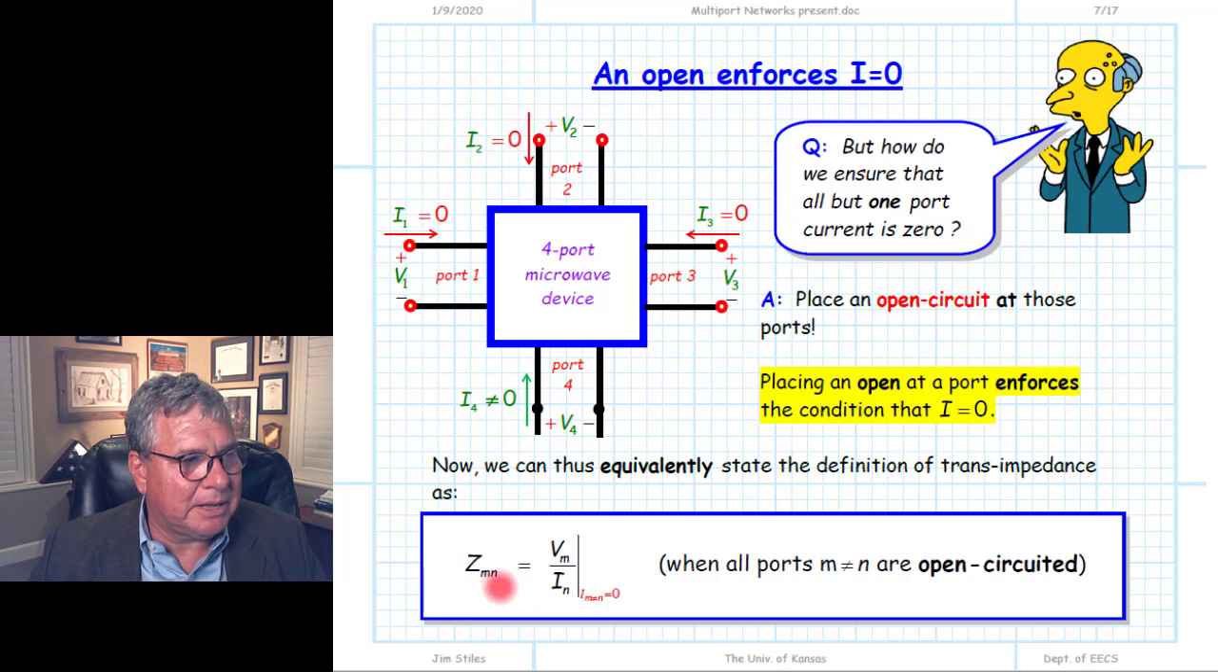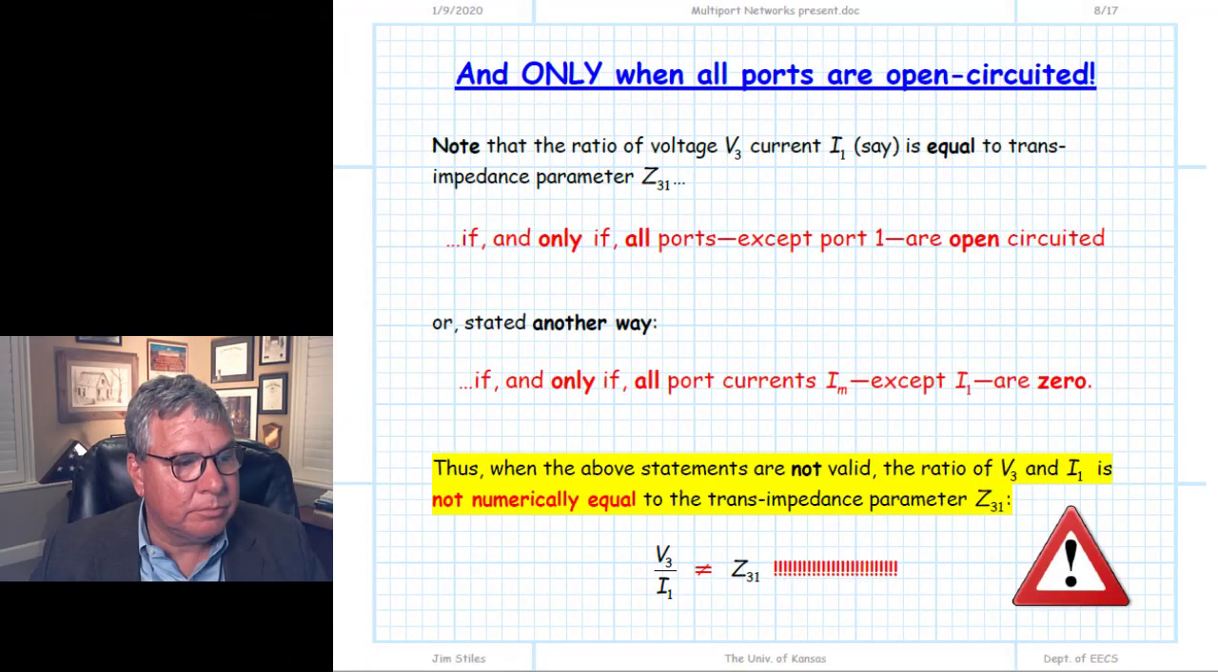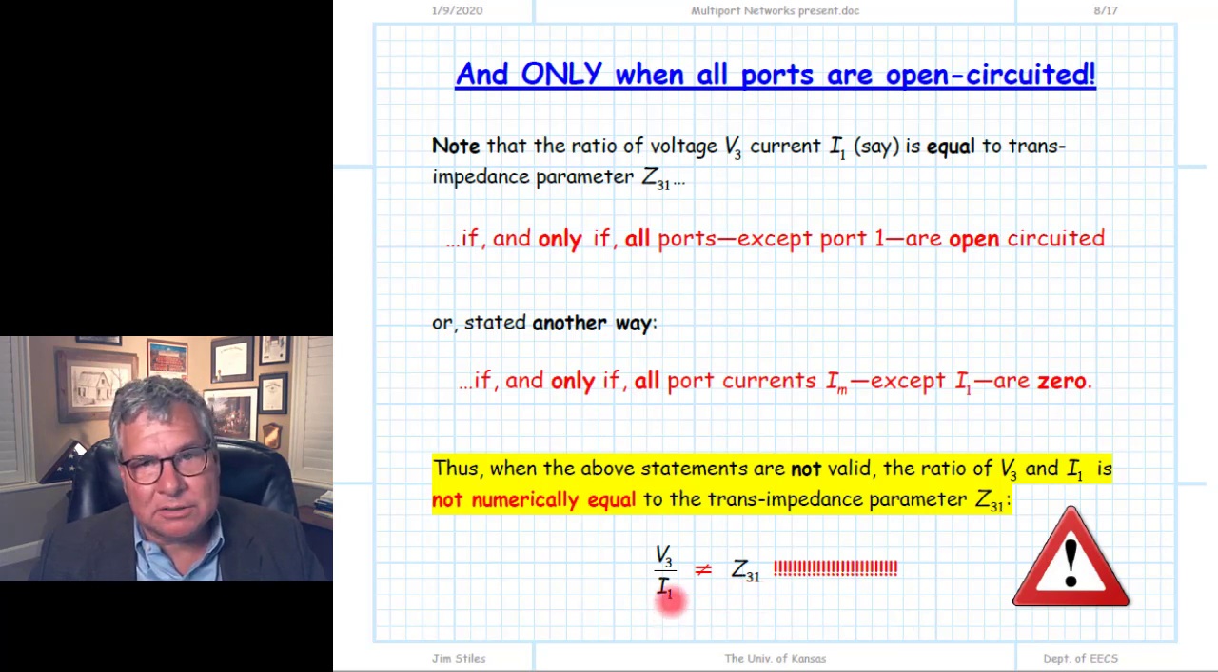We can say Z_MN is the voltage at port M to the current at port N when all other currents are equal to 0. Well, we're really saying when all other ports except for port N are connected to open circuits. And that's the same thing as saying that those currents are going to be equal to 0. So here again I stress the idea that the transimpedance parameters are defined when only one current, and that's the current in the denominator, is non-zero. All the other currents in the ports must be equal to 0. In other words, all the other ports must be connected to open circuits.